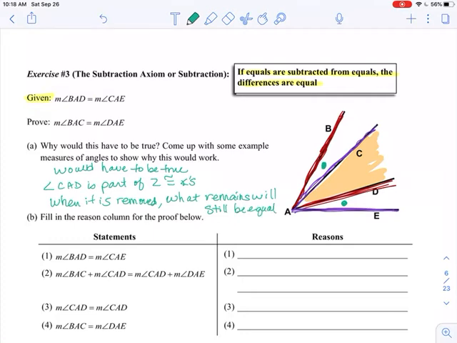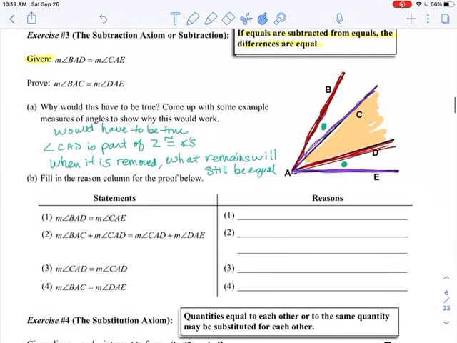And that is our subtraction postulate. So I have two big angles, and I'm subtracting out CAD from both of them so that what's left is also going to be congruent. So that's if equals are subtracted from equals, the differences are equal. How does that look in a proof? How do I know that the measure of angle BAD is equal to the measure of CAE? Well, that was my given right here. So my reason is just going to be given.